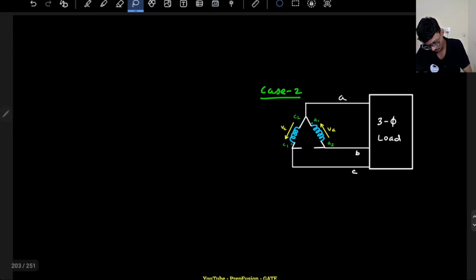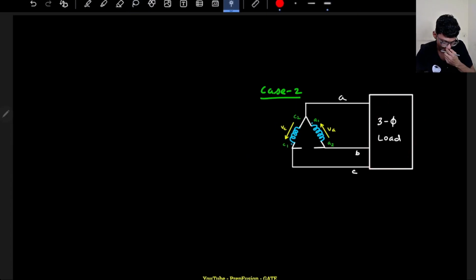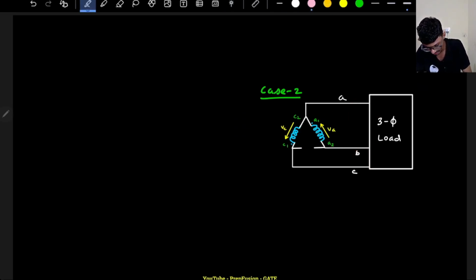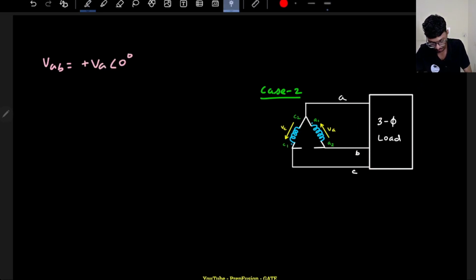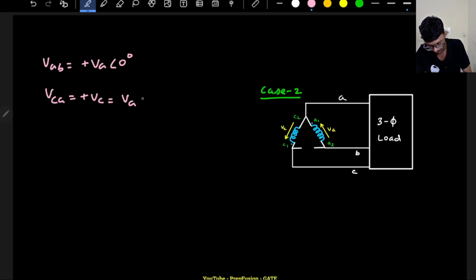In case 2, the three phase load is connected, but what is the voltage VAB? VAB is still plus VA only. So VAB voltage is still VA angle 0, whatever the angle is. Okay, what about VCA? VCA is still plus VC. What is the angle of VC? The magnitude will be the same as VA, and the angle will be plus 120, right? The phase sequence is ABC. Remember, this is my phase sequence.